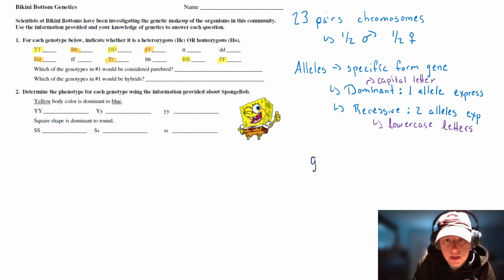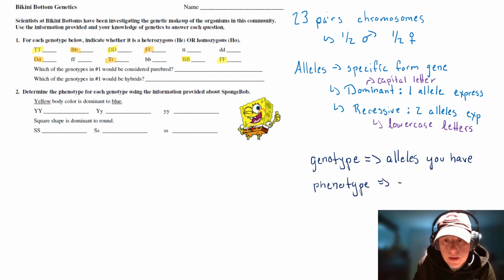Now, the difference between genotype and phenotype. Our genotype is the actual alleles you have. The phenotype is the expression, I can't spell expression right now, expression of the alleles.